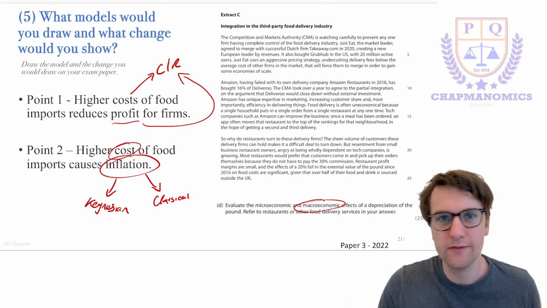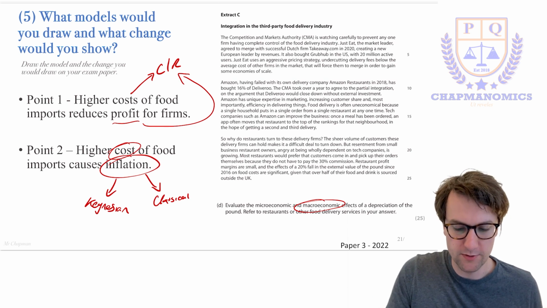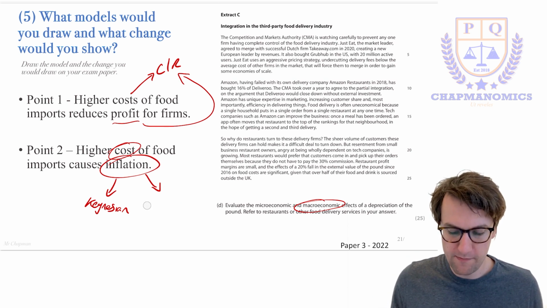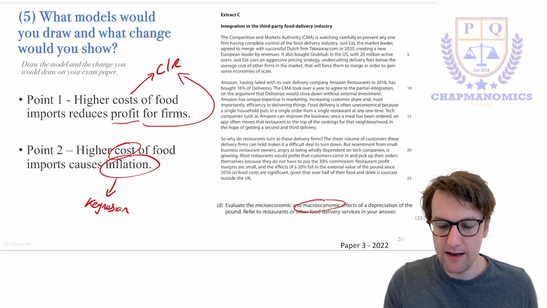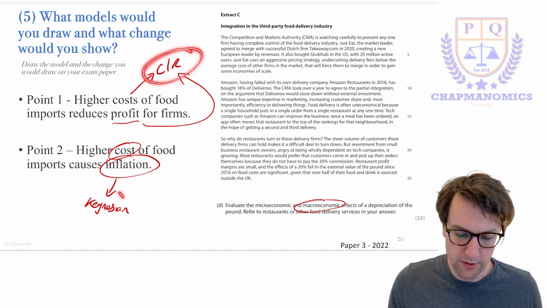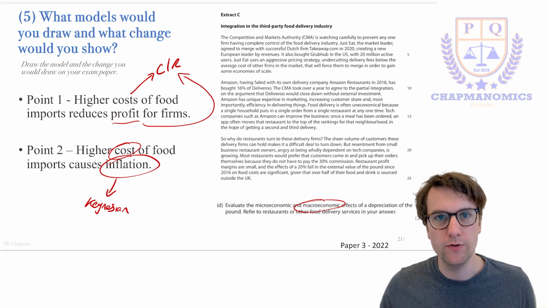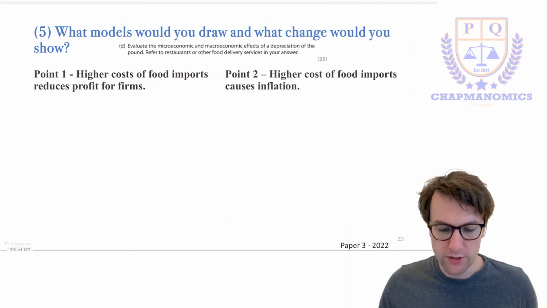But if you're more comfortable with the classical model, absolutely go for the classical model. So for me here, I'm going to scrub my classical and I'm going to go for Keynesian. And now what I've done is I've narrowed down all the possible models to just these two, and I can now go and draw them out, which we're going to do here.